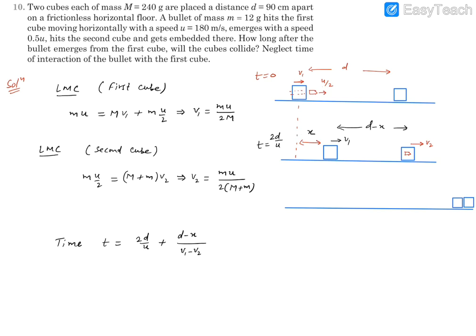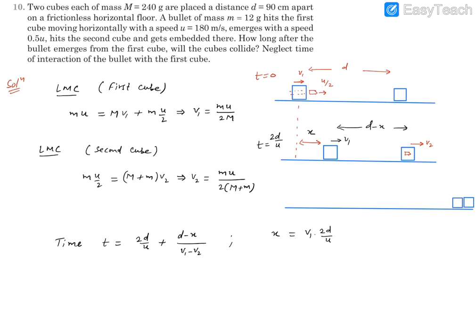Can we write this as something about this x? This x is going to be the distance covered by this cube in this time. So we can say x is v1 times time, which is 2d divided by u. Now we can put the values of v1, v2 and all that and simplify it.